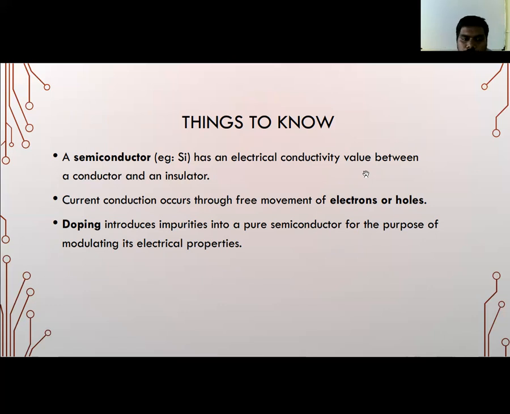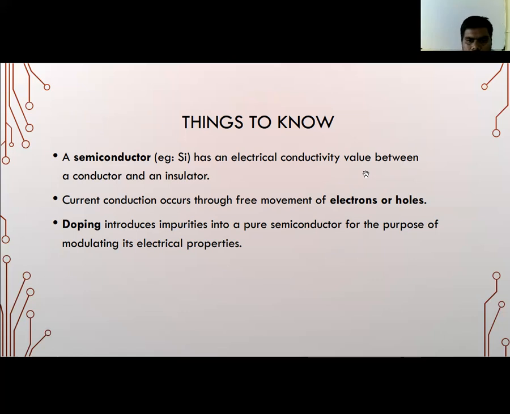Adding an impurity is called doping, and the impurity added in the semiconductor is called a dopant. Doping introduces impurity in a pure semiconductor. Silicon is a pure semiconductor. To increase its hole concentration and electron concentration in the silicon, we dope this impurity in the semiconductor, for the purpose of modulating an electrical property.